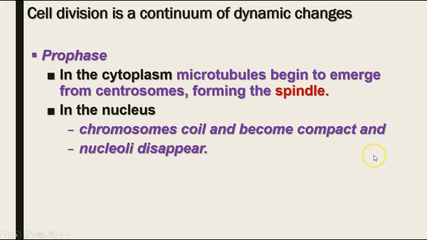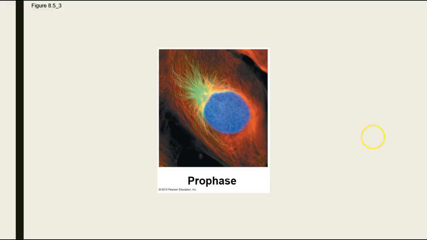So here we see pictures paired with the interphase, prophase, and prometaphase structures that are shown in the diagrams. In prophase, the microtubules begin to emerge from the centrosomes, and the centrioles start to separate from each other, forming the spindle. In the nucleus, you can see the chromosomes have coiled up and become compact, and you notice that the nucleolus has disappeared. In this picture, you can definitely see the little string-like or thread-like structures that are the chromosomes. They're still not completely compactly tightened up, but you can see that it's happening there.